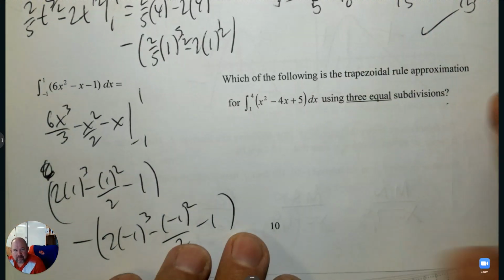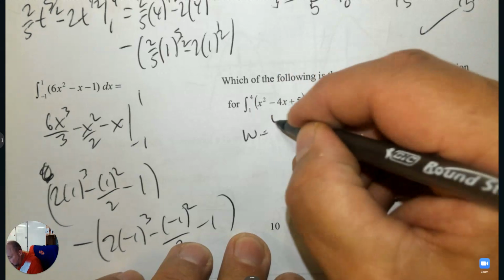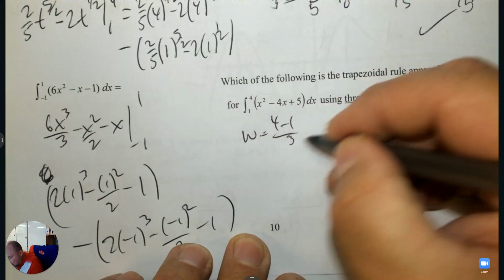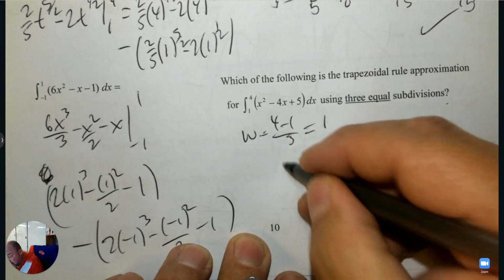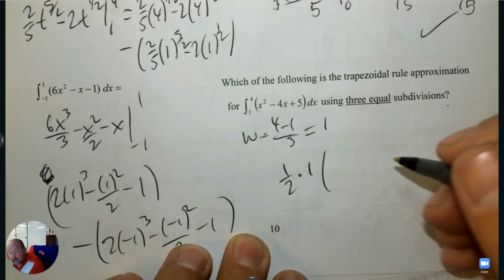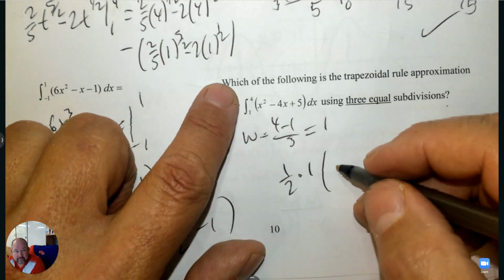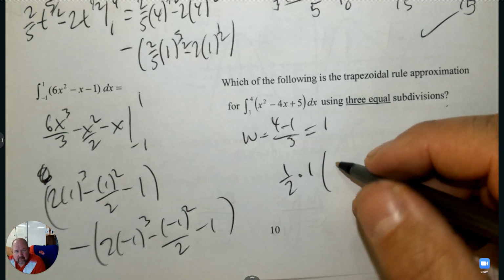Trapezoidal rule, love it. 3 equal subdivisions. The width is top subtract bottom divided by 3. So that means each width is 1. Trapezoidal rule starts with 1/2 times the width. The first height, plug in 1. And you get 6 there, you get 2.